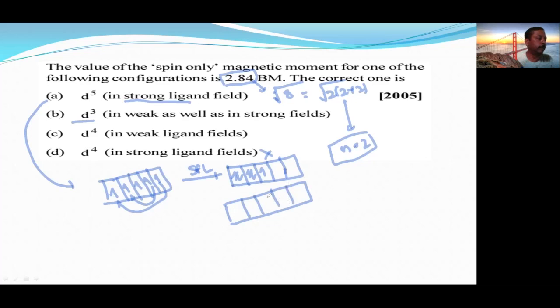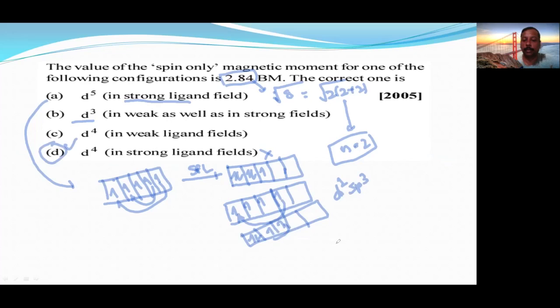In the D4 configuration, in the weak field there won't be any pairing, so 4 unpaired. But in the case of the strong field, our aim is to provide D2sp3. So only this will pair against Hund's rule. Therefore, the number of unpaired electrons will be how many? 2 unpaired. So the answer will be D option. D option is correct. I hope all of you are noting this down.